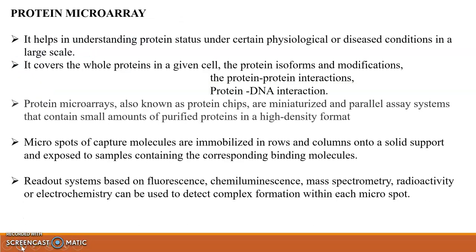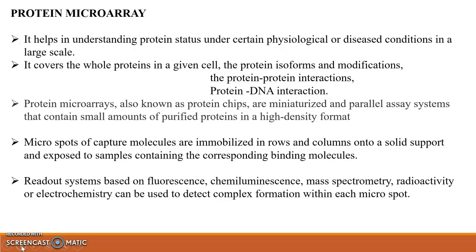Next, that is about the nucleic acid microarray. Since we already know the basic principle and the procedure behind the microarray, the nucleic acid and the application and their role in drug discovery, that is studied. Next is the protein microarray.